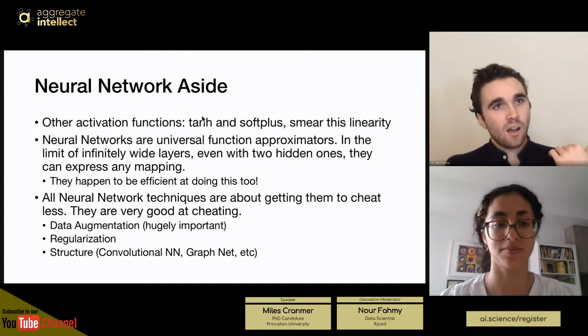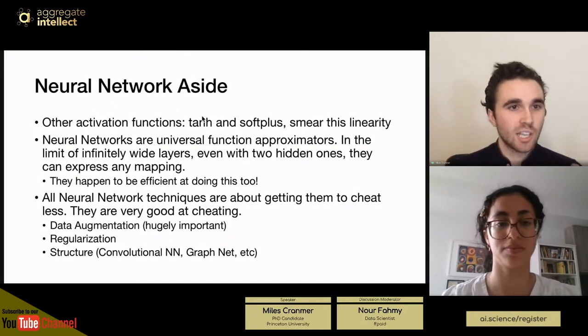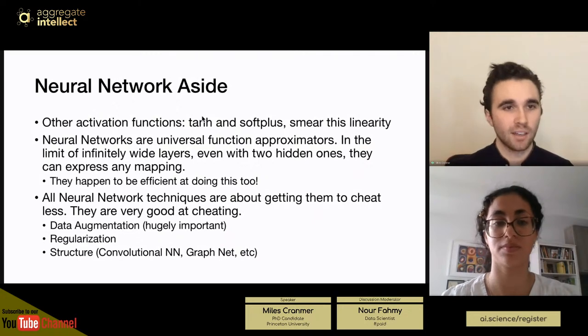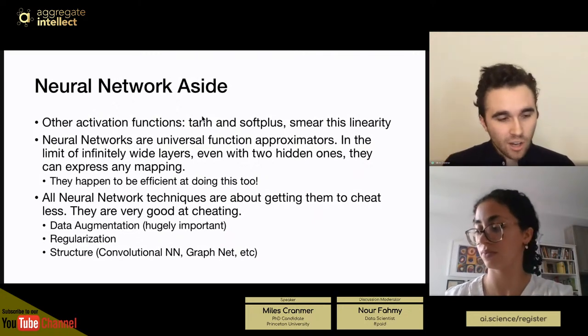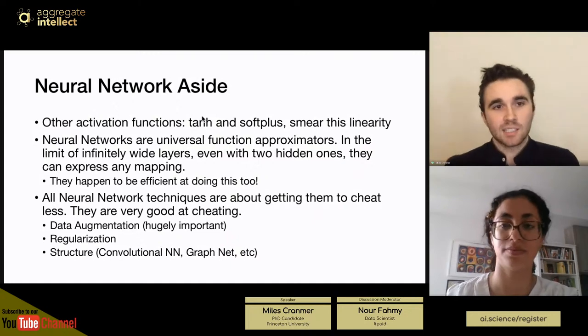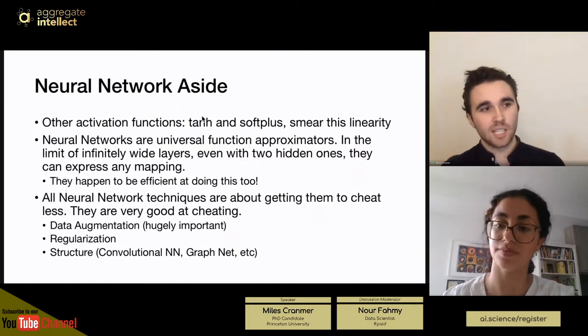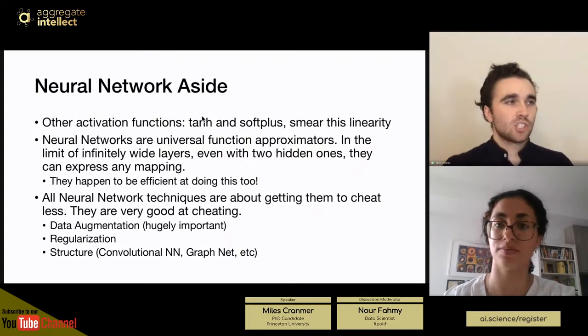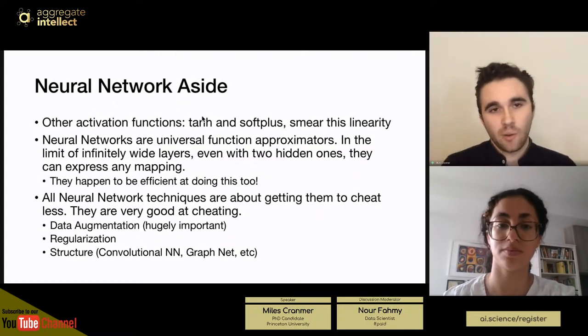Now, a lot of neural network research is pretty much about getting them to cheat less. Neural networks are very good at cheating. They just memorize your data set, they overfit. So a lot of these techniques are about how we get the neural network to cheat less. Data augmentation is probably the most important one. You just generate more data so the neural network can't just memorize the answers. Now it has to actually learn the surface.